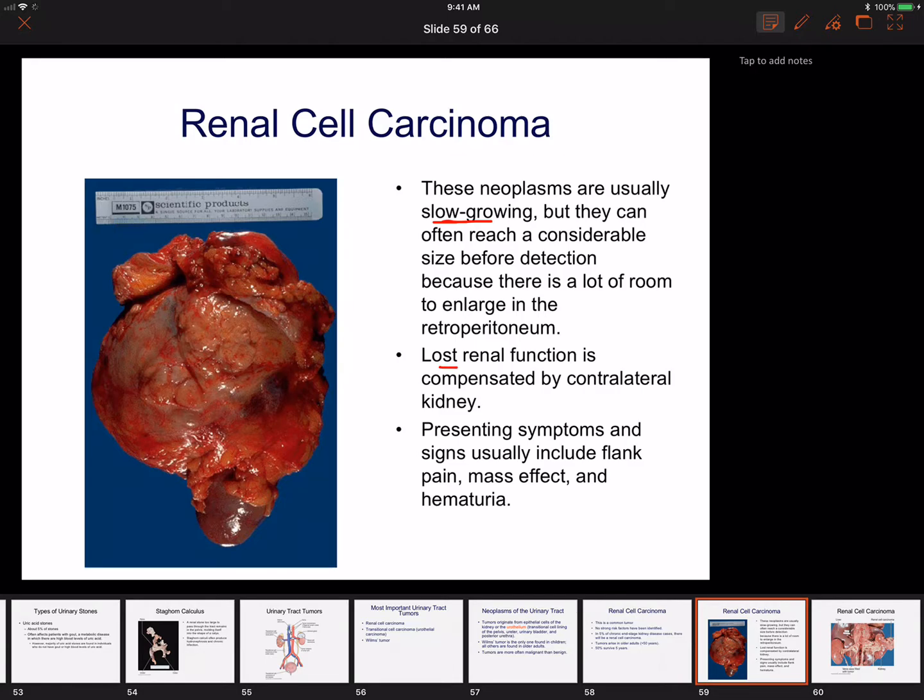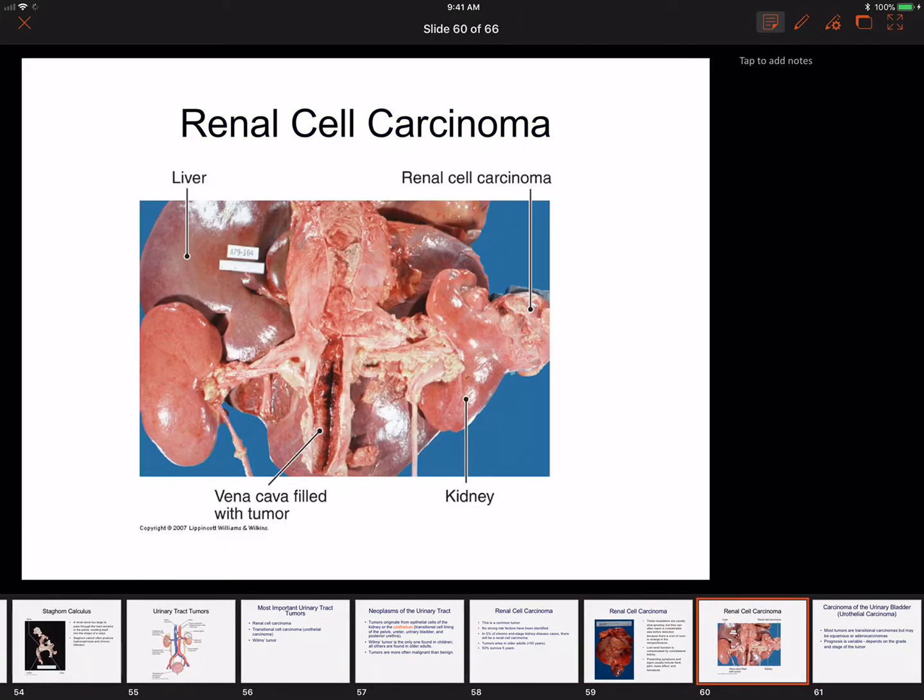Now, usually these tumors are unilateral, so if one kidney is compromised, remember there is the other kidney that is still working. We may see mass effect because of their growth. We may see bleeding, so we may see hematuria, and we may see pain in the flanks. And here you can see that it's still at an early stage, just starting to grow. The kidney is still not fully involved.